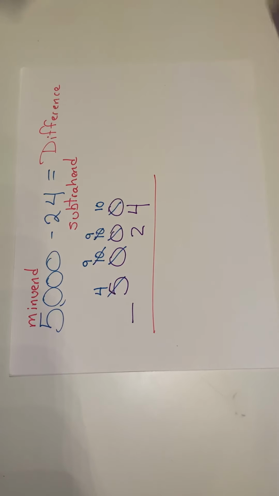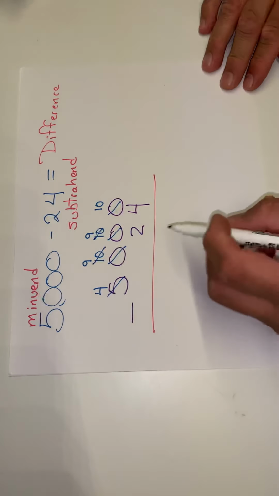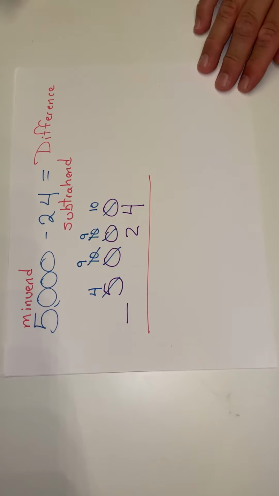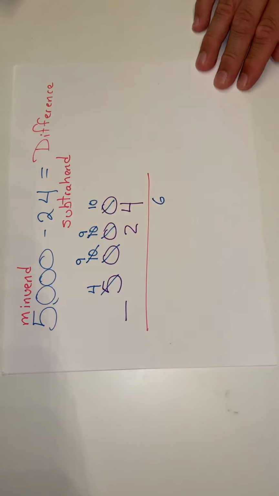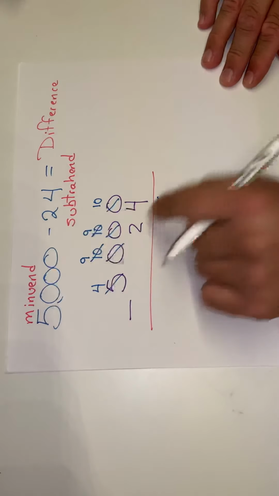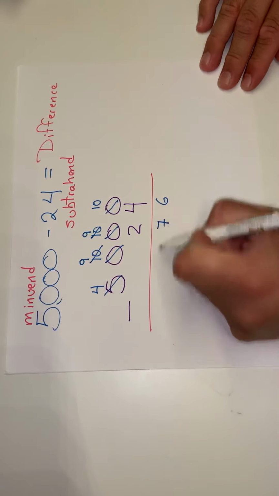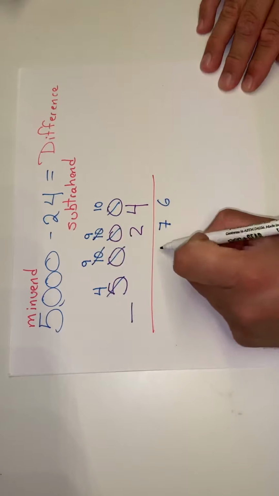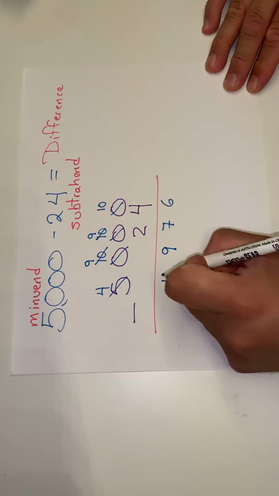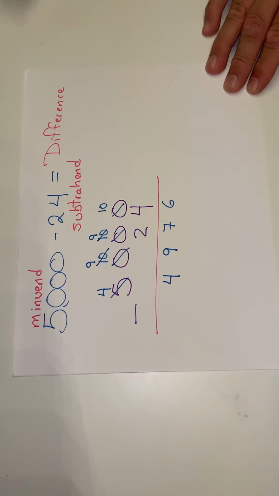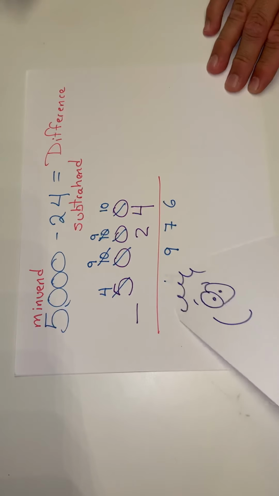Once I finish that part of the work, I can do 10 minus 4 equals 6. Now 9 minus 2 equals 7, and 9 minus nothing equals 9, and 4 minus nothing equals 4. Now we can feel a little bit more like this.